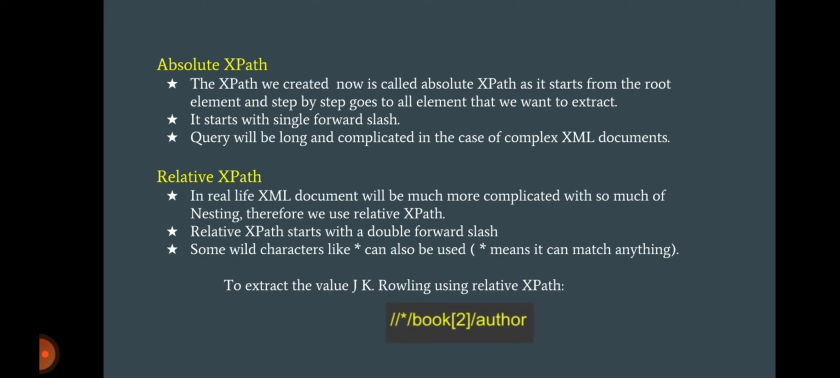Therefore, we use relative XPath. This starts with a double forward slash. Also, some wild characters can be used. One of the wild characters is star, which means it can match anything. To extract the value J.K. Rowling using relative XPath, the query shown below can be used.